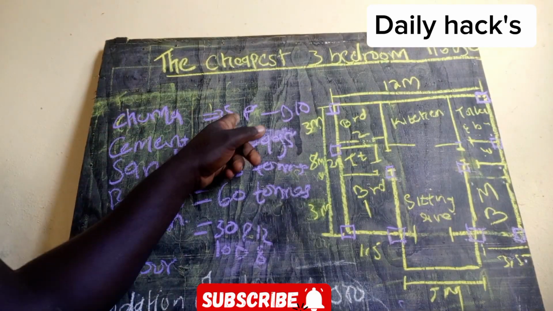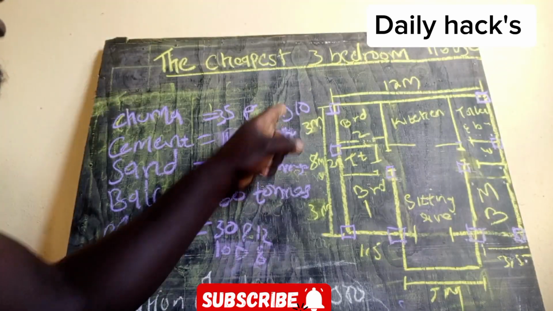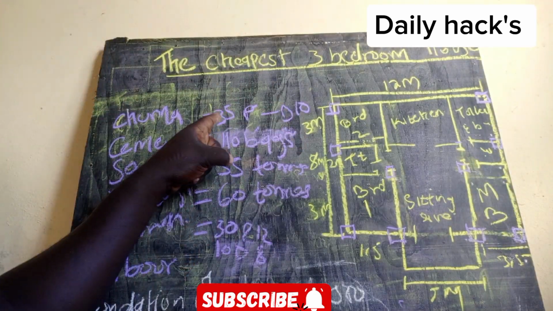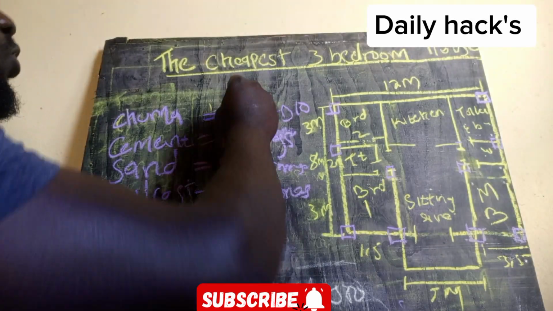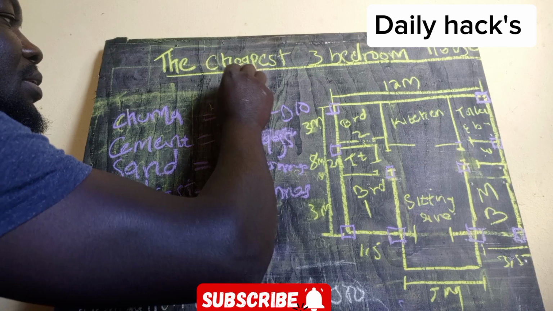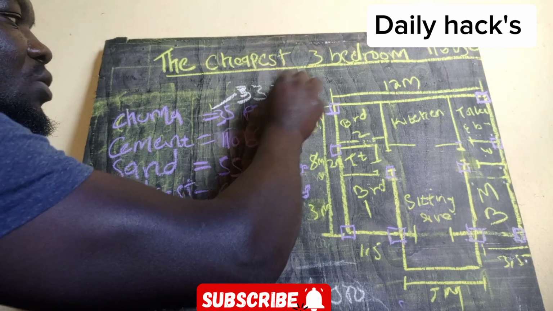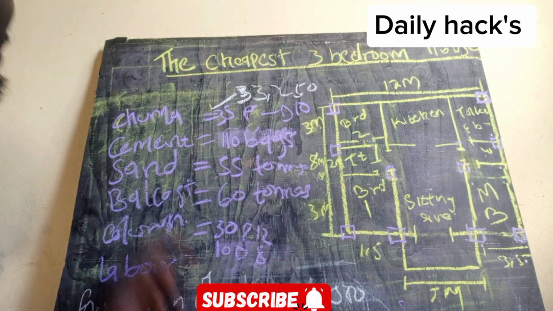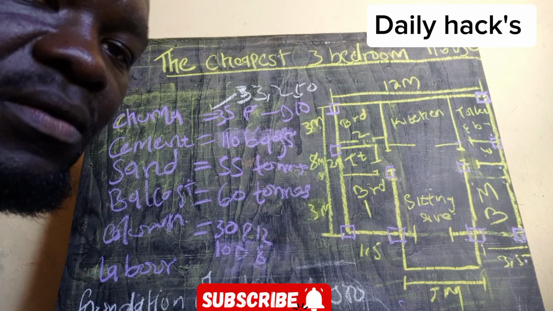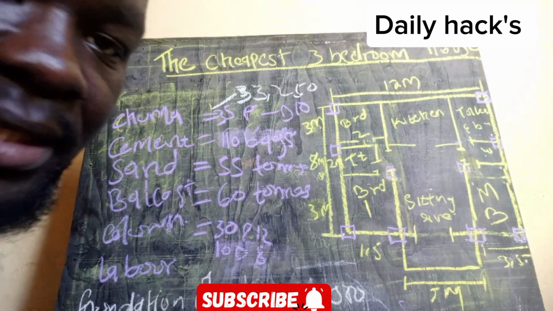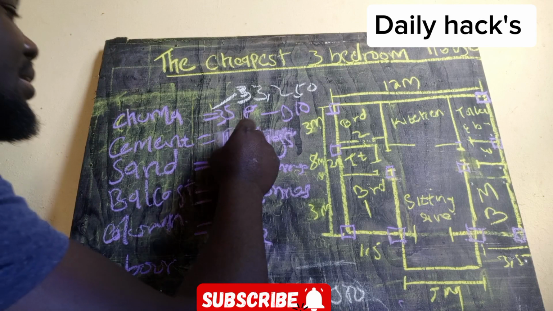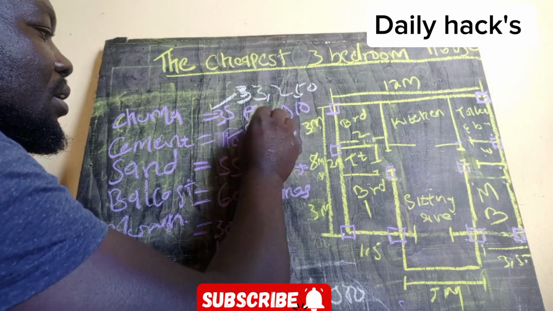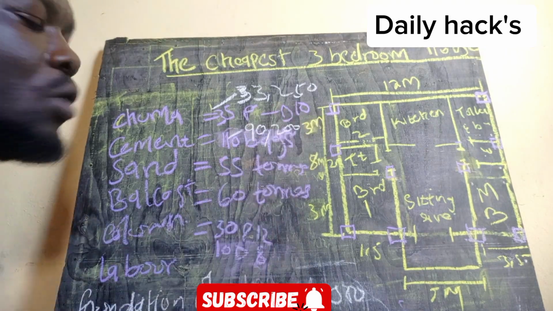So for chuma, we will need 35 pieces. Those are the tens. They are going for 950 right now. So it will cost you around 33,250. For cement, we need 110 bags, and they are going for 820. So we will need around 90,200.